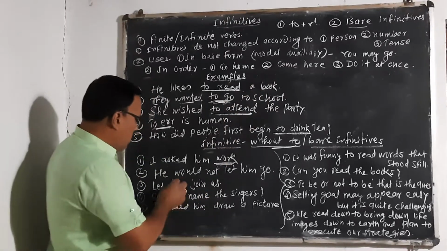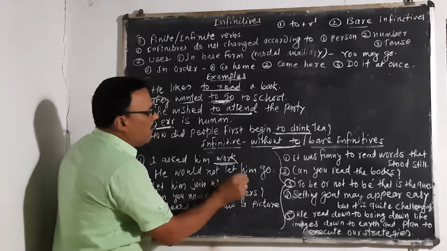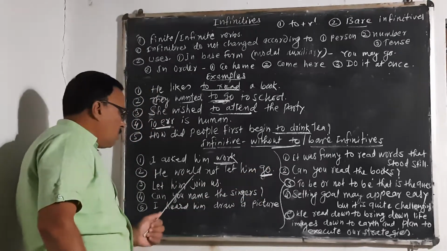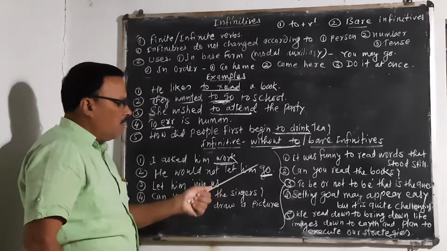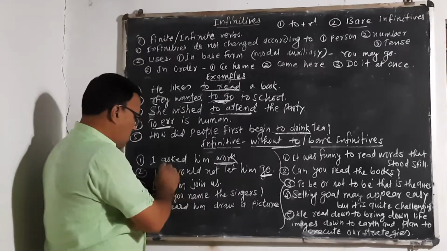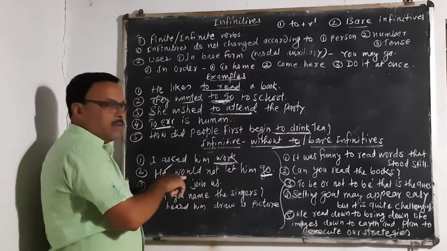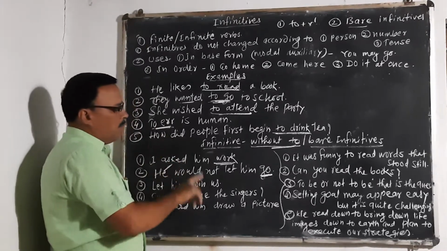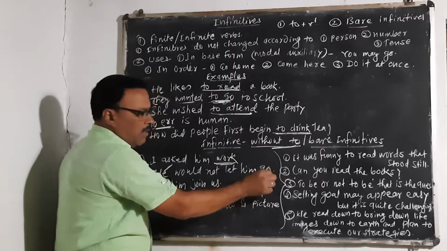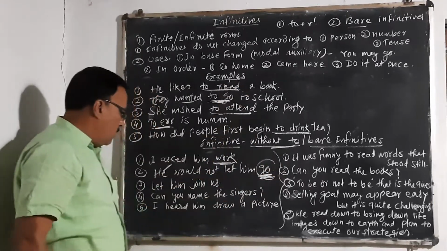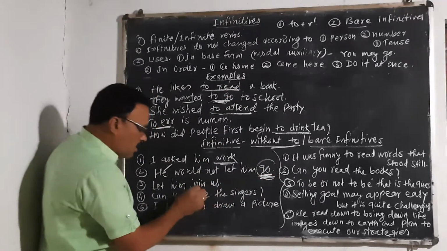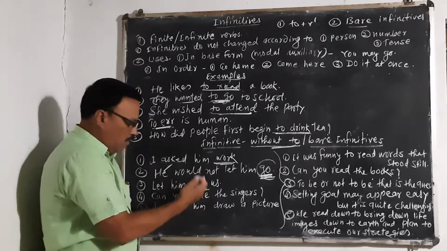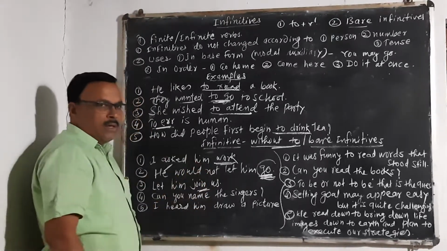Okay. Second, he would not let him go. Here he would not let him go, यामध्ये काही बदल होत नाही. आपण जरी सब्जेक्ट बदलला, पर्सन बदलवलं, टेन्स बदलवलं, नंबर बदलवलं, तरी पण यामध्ये फरक पडणार नाही. It is infinitive. Then, let him join us. Join is the infinitive. तर join मध्ये फॉर्म मध्ये बदल होणार नाही.